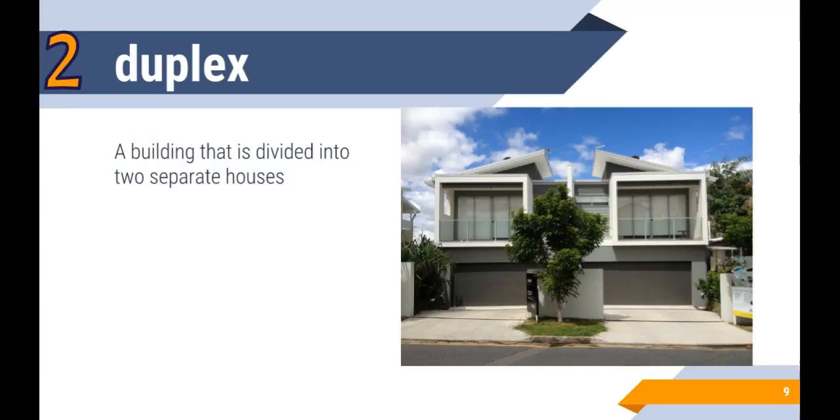And last is duplex, and this is a building that is divided into two separate houses. So in the picture, you can see one building, and you can see the two garage doors, the two balconies there. This is a duplex, a building that is divided into two separate houses.